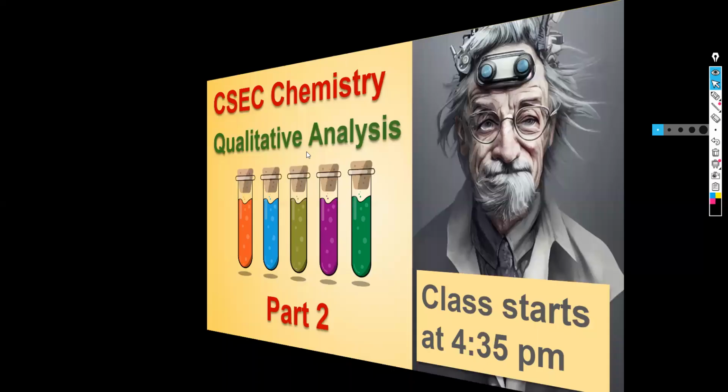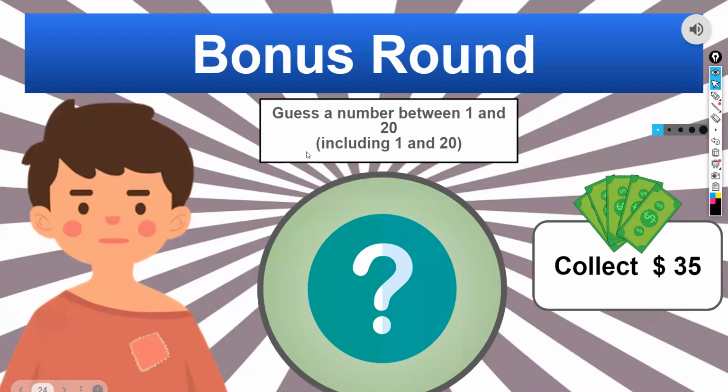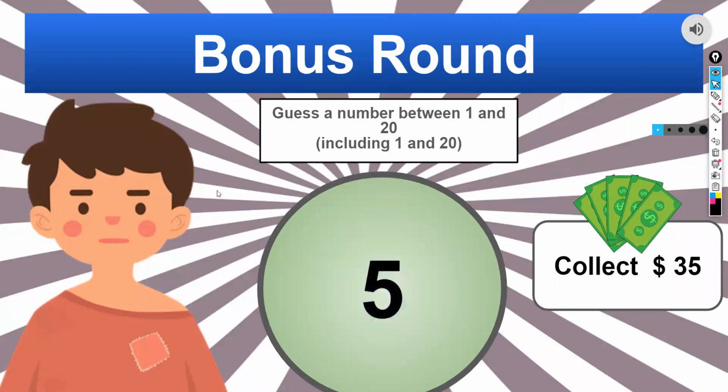All right. So quickly, guess a number between 1 and 20. 1 and 20 is also included. If you guess correctly, you get to add $35 to your bank account. Let's see what number this was. And the lucky number was 5. No one chose 5. All right, one person chose 5. All right, so if you chose it, but I missed it, add $35 to your bank account. And let's move on.